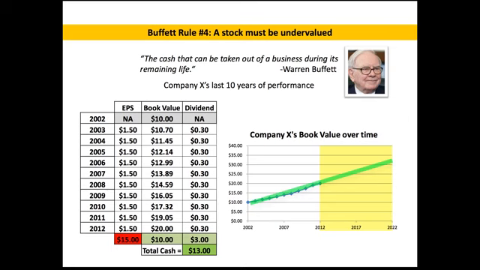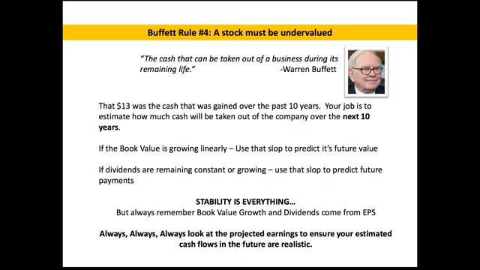We can also assume, and these are the assumptions that you have to make whenever you're trying to estimate how much cash can be taken out of this business for its remaining life, which we're doing for an additional 10 years, that let's just assume that that dividend is going to remain constant at 30 cents a year. That $13 was the cash that was gained over the past 10, but your job is to estimate how much cash will be taken out of the company over the next 10 years.